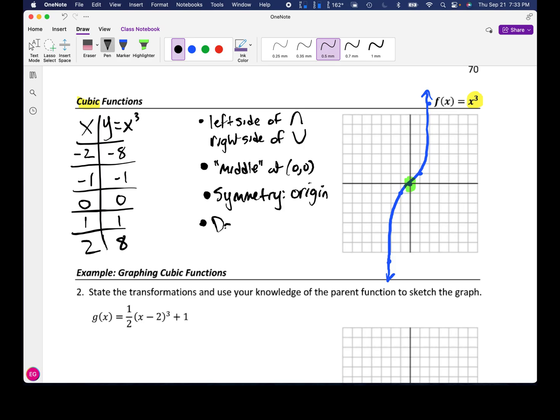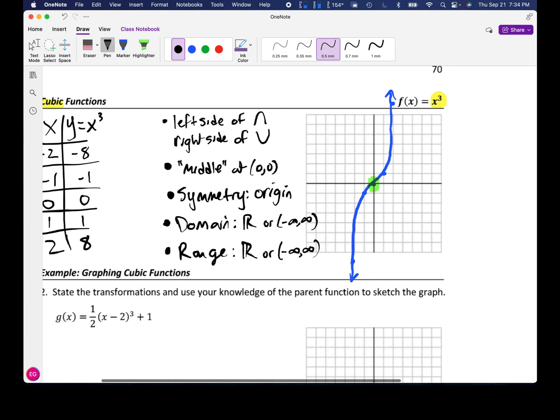And domain, we actually already know because this is a polynomial. X to the third is just a polynomial. So that's all real numbers, which we can write in either way that you want to write it. And our range we'll find just by looking at this graph. It is also going to be all real numbers because we're going up and down forever and ever in both directions.